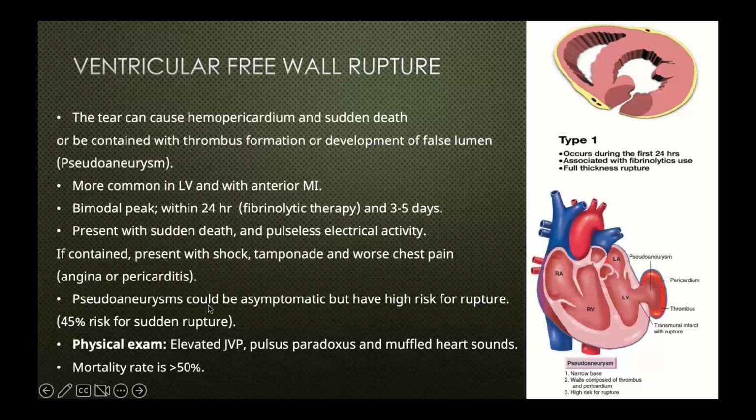Sometimes these conditions can be asymptomatic, and a pseudoaneurysm can be discovered incidentally, where the differentiation between an aneurysm and a pseudoaneurysm is basically made by the pseudoaneurysm's shape, where it has a narrow base. It doesn't really have any wall to it. It's mostly a blood collection contained by the pericardium. And these pseudoaneurysms have a really high risk of rupture, with a 45% risk of sudden rupture at any given point. And the mortality rate is high, so these should be treated surgically.